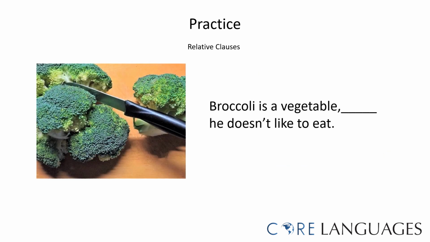Here's another example of a sentence with a relative clause. Try to choose the correct relative pronoun. Broccoli is a vegetable, what he doesn't like to eat, or which he doesn't like to eat. The correct sentence is, broccoli is a vegetable, which he doesn't like to eat. The relative pronoun which refers to the antecedent vegetable.